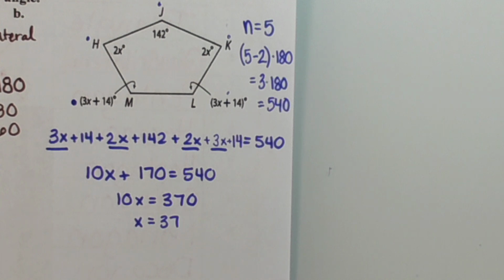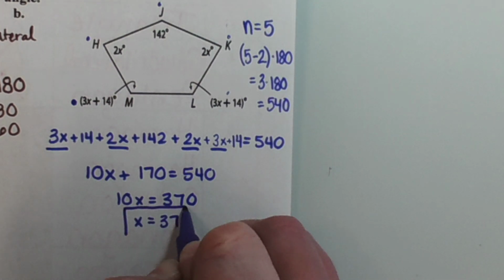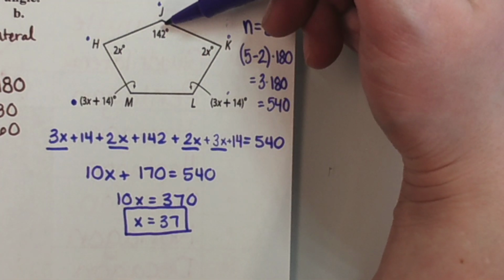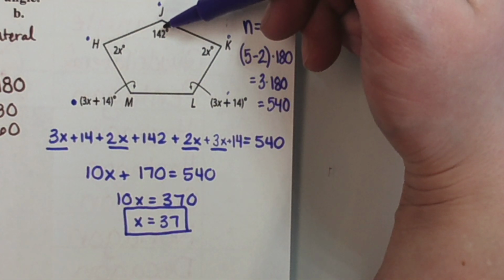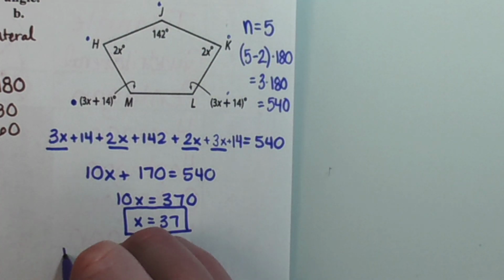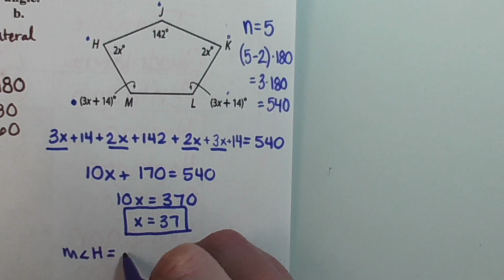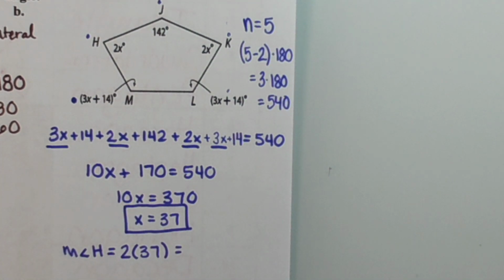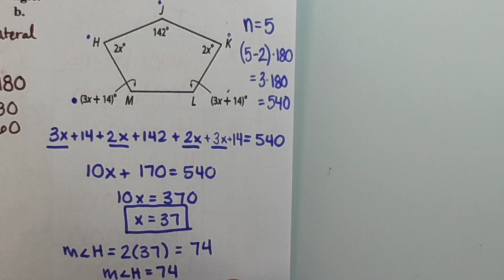Is that what the question asked me to do? Partially. It wanted me to solve for x, but what else did it want me to do? Find each interior angle. Obviously not the one you already know. H and K are both 2x, which means the measure of angle H is 2 times 37, 74. Measure of angle H is 74. Measure of angle K is equal to 74.